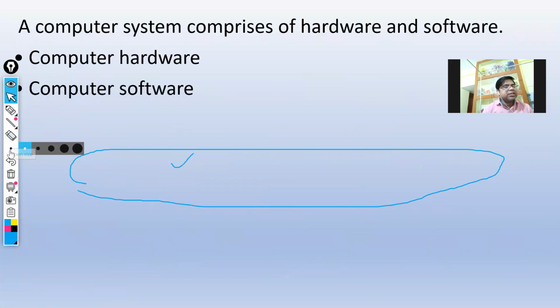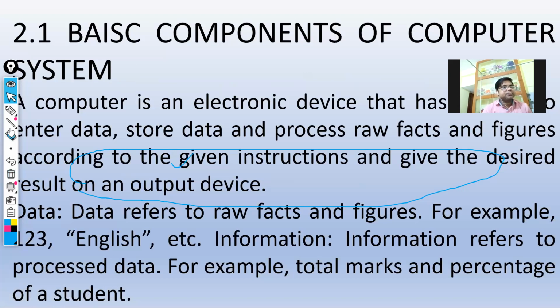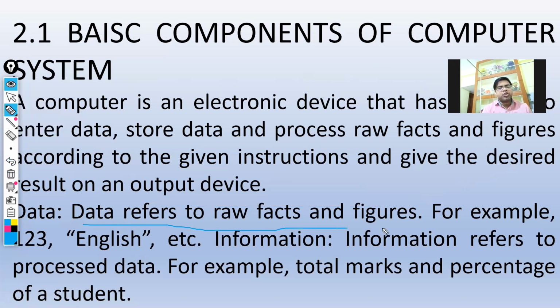Here you see data. Here data refers to raw facts and figures. An example is given: 1, 2, 3. Or you have written the name of the subject, the name of the student. So these all will be your data. Okay, then what will be the information?